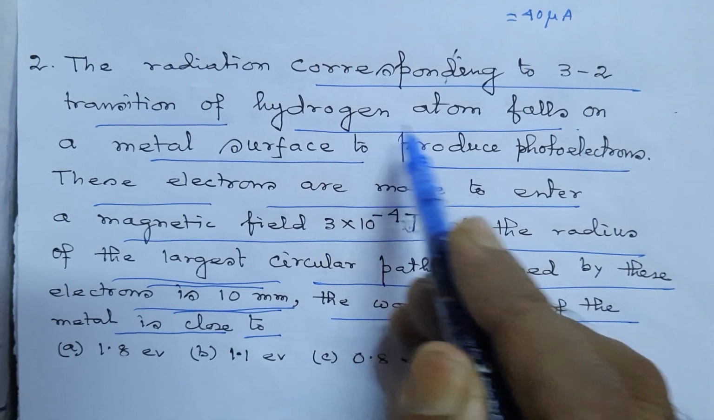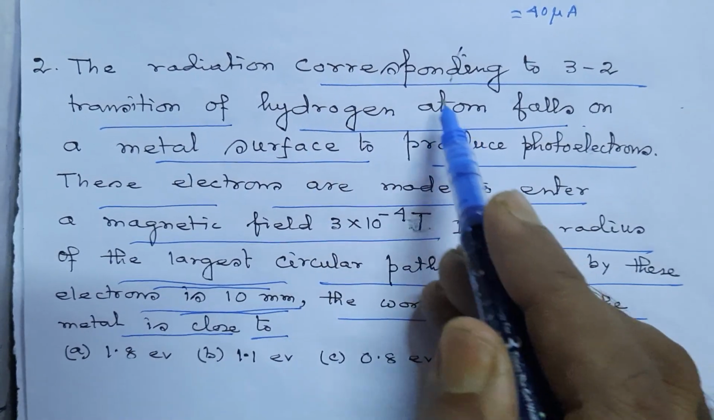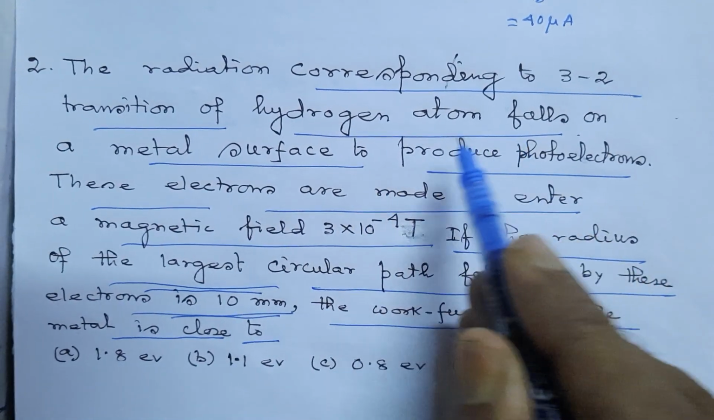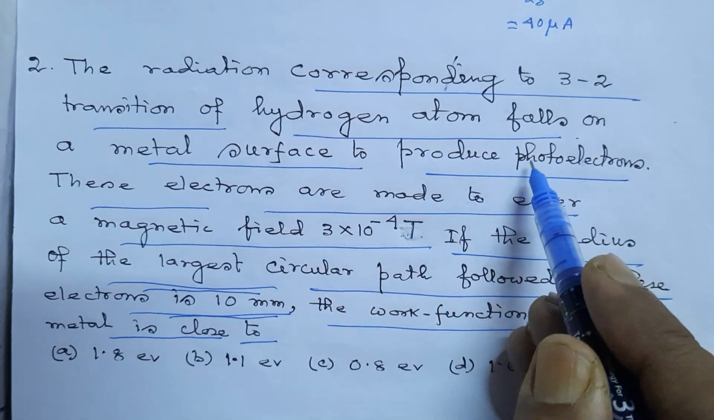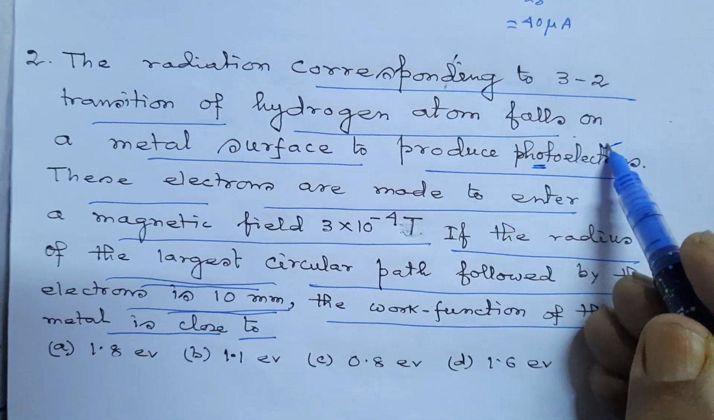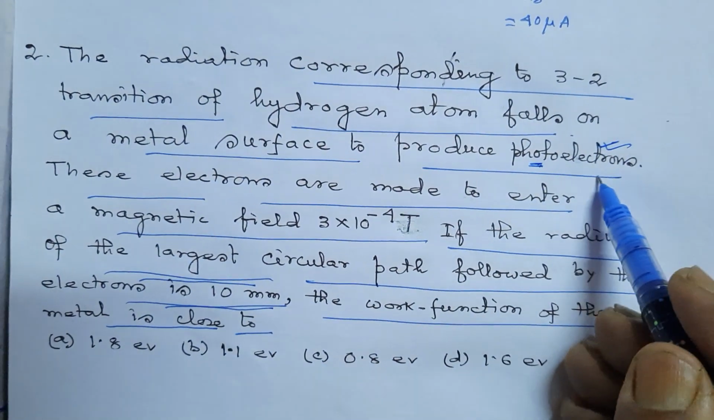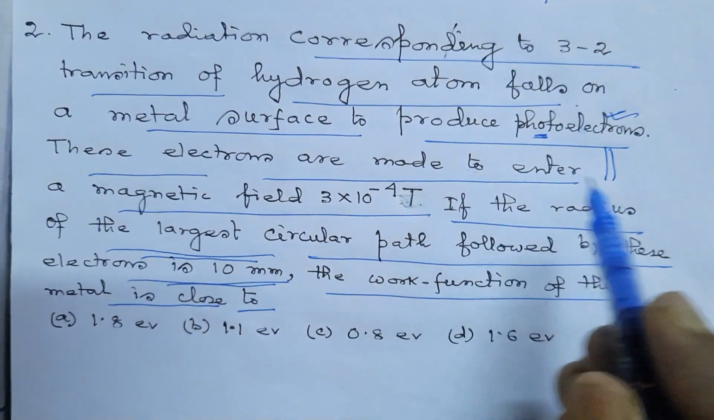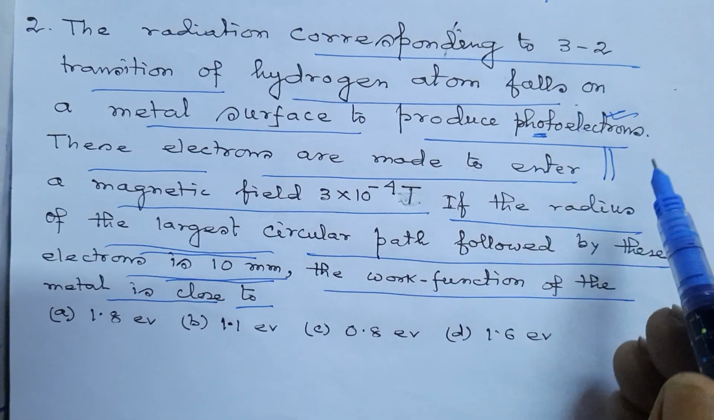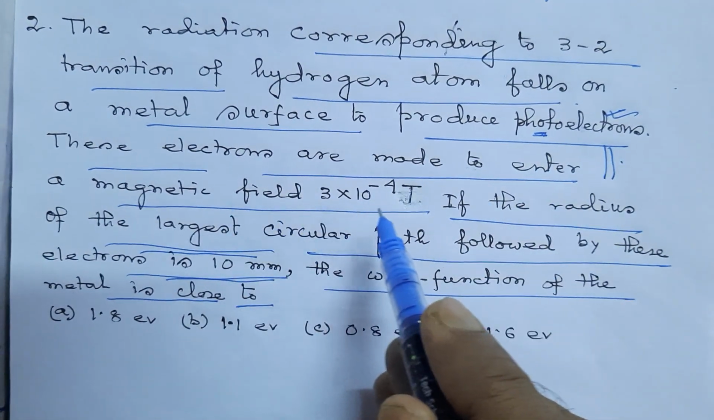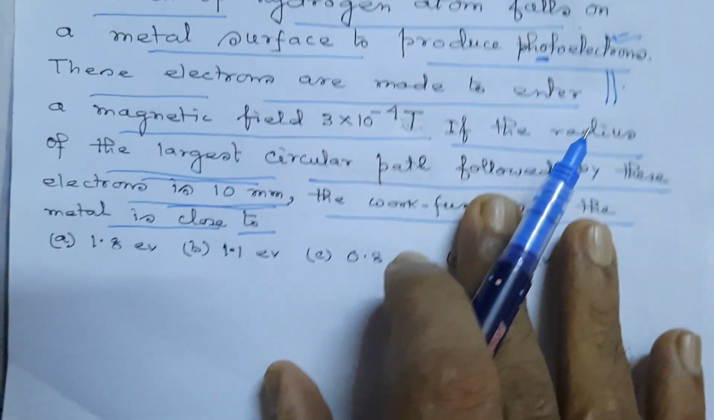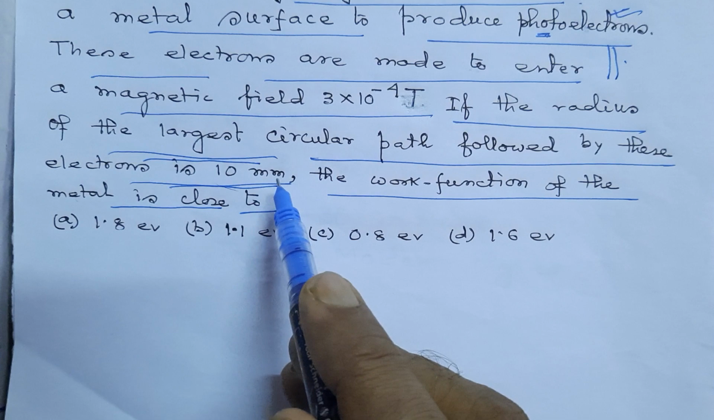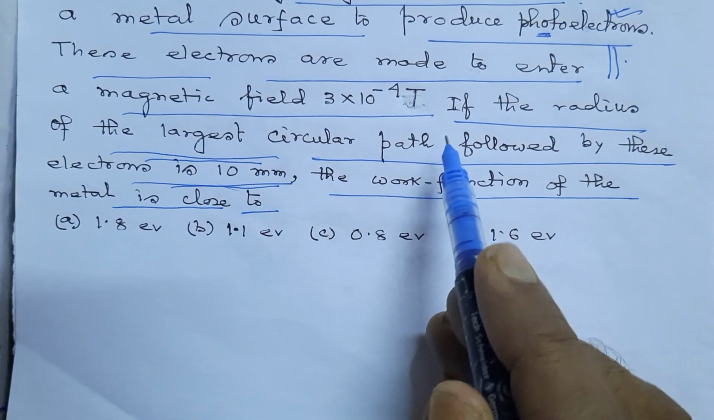Number one, it is a hydrogen atom problem, and the radiation emitted from the atom emits photoelectrons. Next, the second portion of the problem is from the photoelectric effect, and the photoelectron is also subject to a magnetic field, circulating in a circular path of radius 10 millimeter. So we have to start from the end.